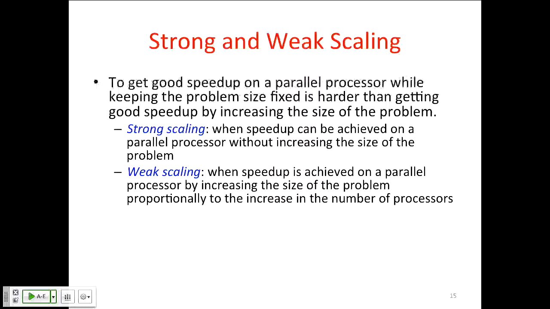And so people caught on to this and came up with two different terms, strong scaling and weak scaling. Strong scaling is the better kind of scaling. Strong scaling means I can get a speedup even if I don't change the problem size. With a fixed problem size, I get speedup on a parallel processor, and that's called strong scaling. The other way of using a parallel machine is weak scaling. I'm going to grow my problem, and hopefully that will dilute the portion that's non-parallel, and so I'll be able to get a better speedup by making the problem bigger, right?